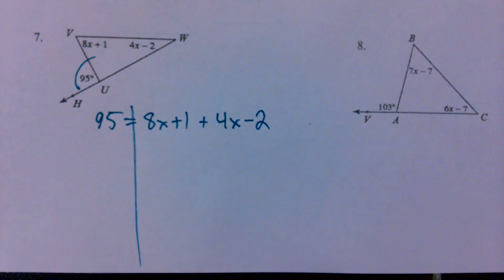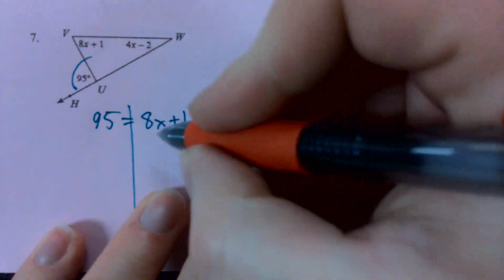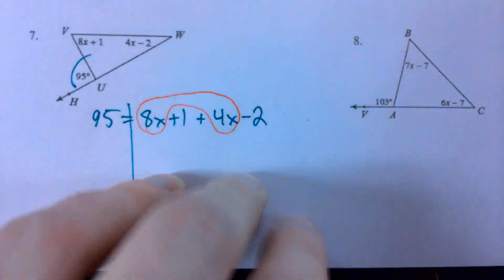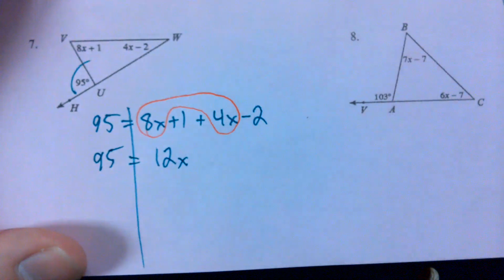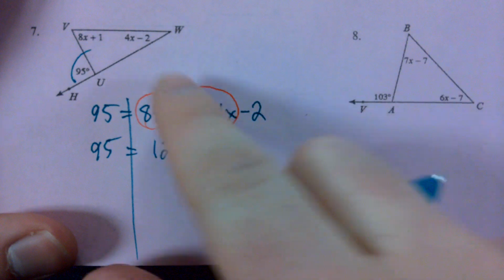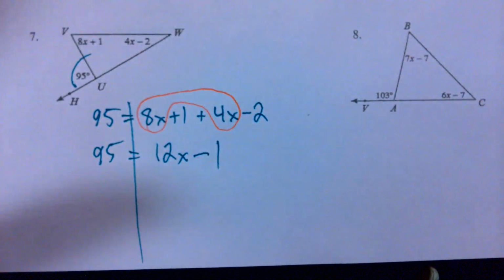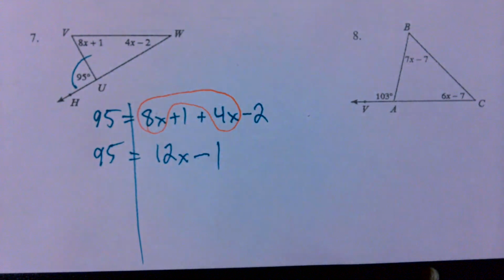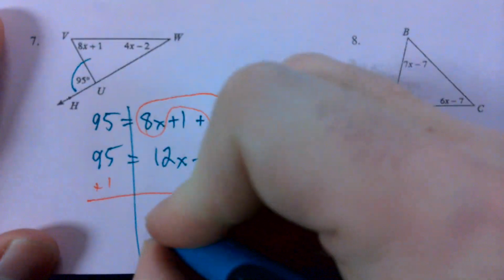Now, what am I going to do first on the right-hand side of this equation? I've got to combine like terms, right? We can combine 8x and 4x to give us 12x. And we could combine 1 and negative 2 to get what? What's 1 minus 2? Negative 1. Make sure that you have a negative 1 in your equation. We'll add 1 to both sides to get rid of that 1, leaving us with 12x equals 96.